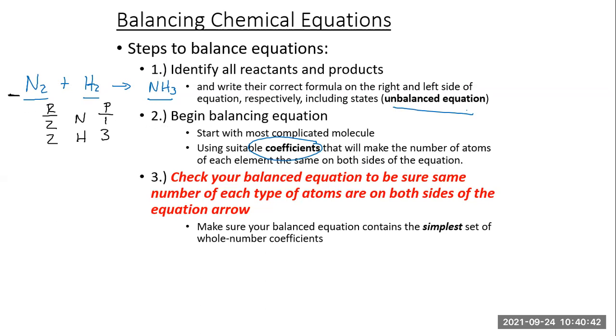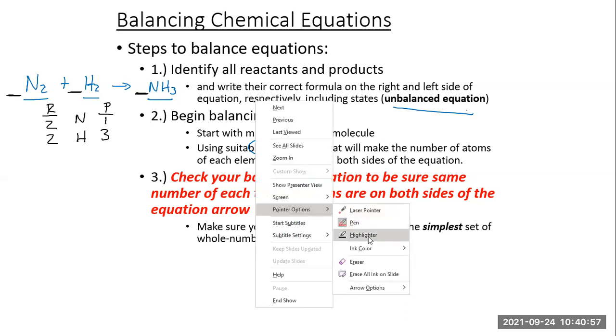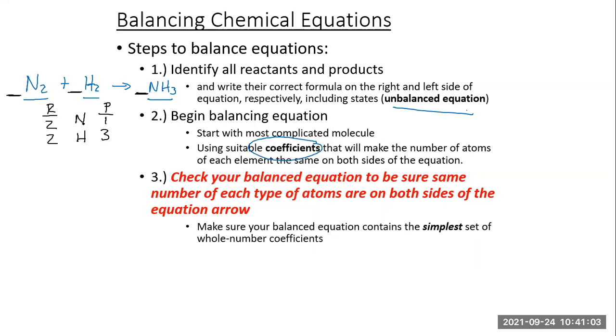Again, the only numbers we can change are the numbers that come in front of the formulas, never the subscripts, which are the smaller numbers. We never put a number in between or anything like that, but we can only change those numbers that come in front. And we do that by taking what we think will help us balance it. So here we can look and see, probably the easiest thing to start with would be the nitrogen. I got 2 on the left, but only 1 on the right.